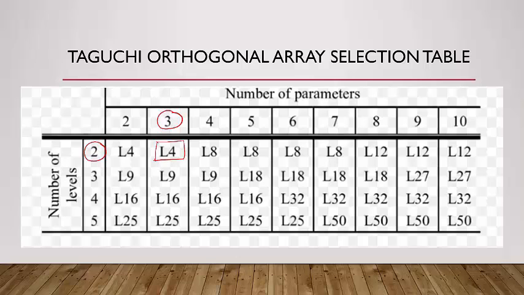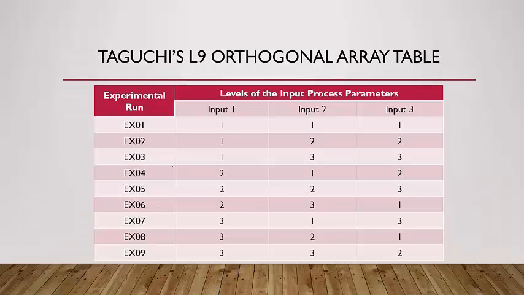Similarly, for 4 parameters considered at two levels, the number of experiments to be performed is only 8. And we choose the L8 orthogonal array table. In case of 3 parameters at 3 levels, the L9 orthogonal array table is to be chosen. This is Taguchi's L9 orthogonal array table.